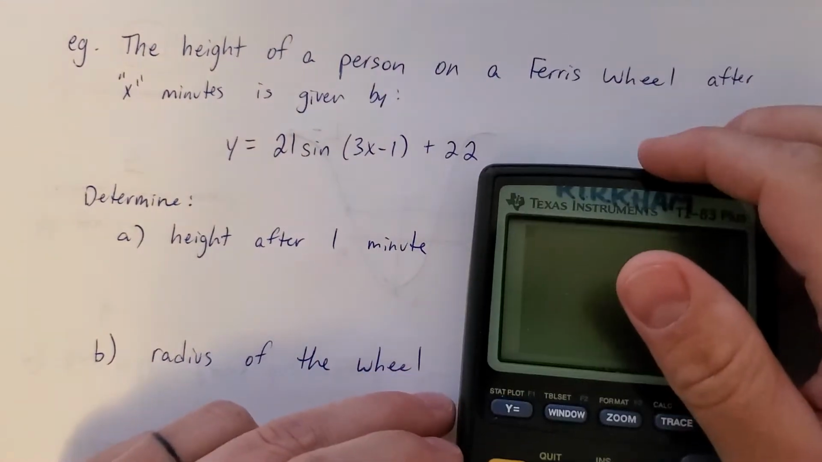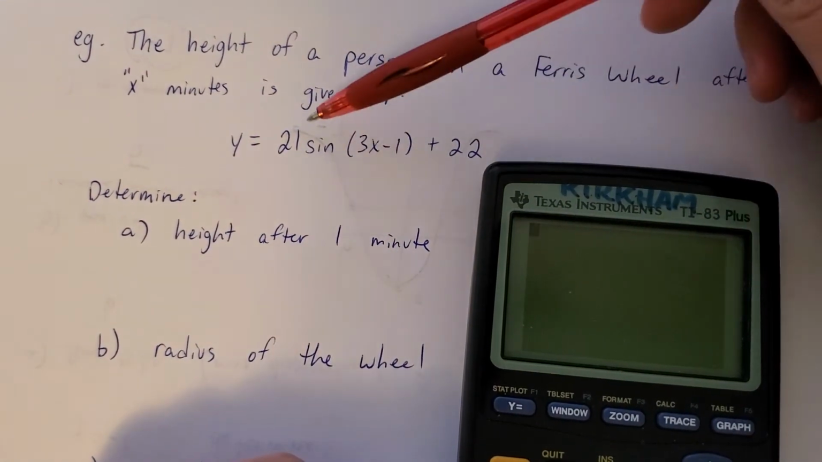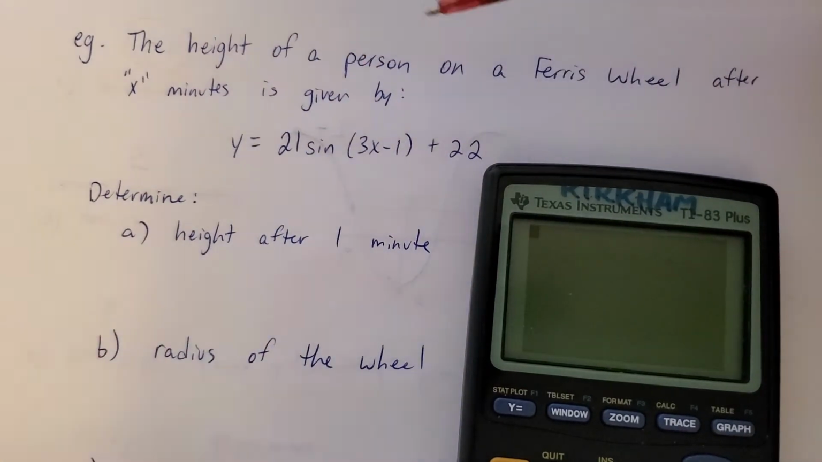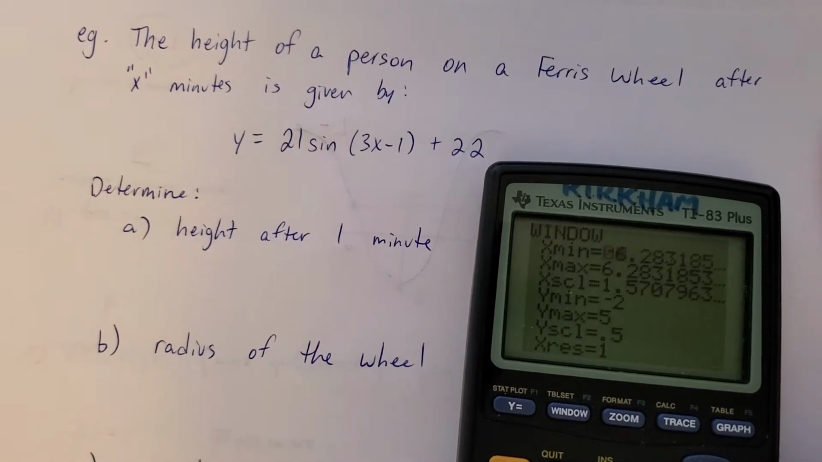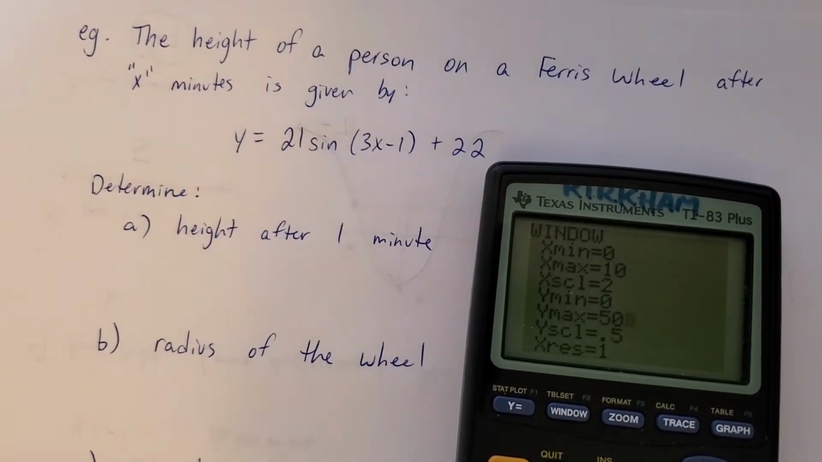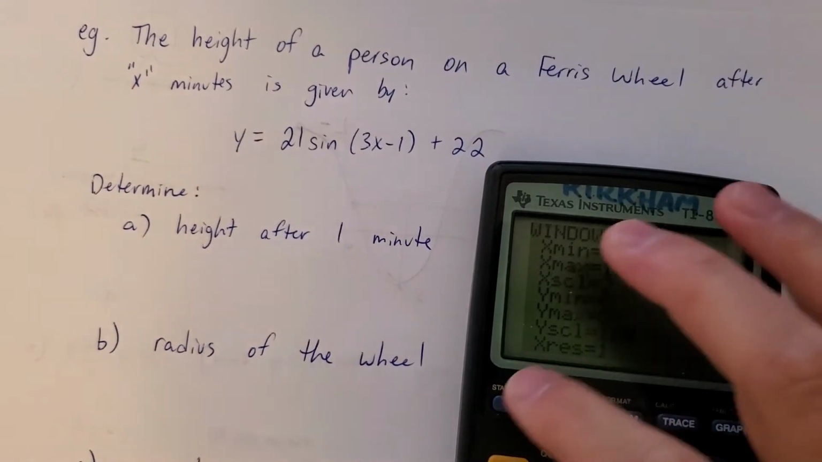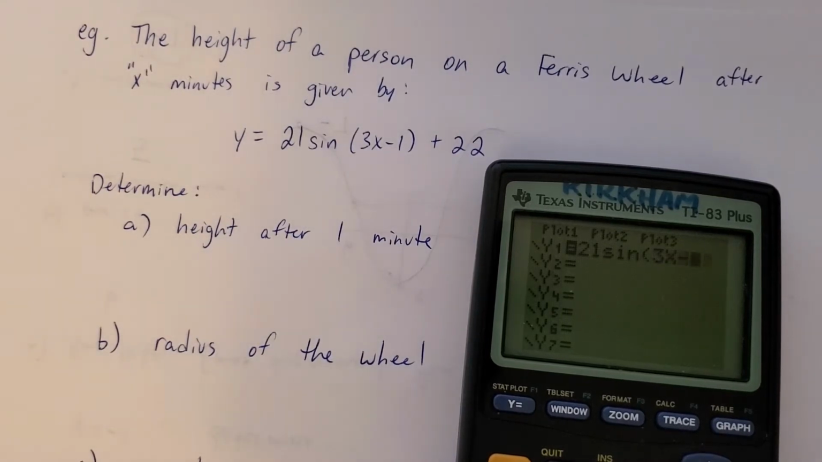All right, I'm just going to inspect this formula a little bit. I know that the maximum is d plus a. Okay, so that's going to be 43. The minimum is d minus a. That's going to tell me what to do with my window. So x is the time. I'm going to go from 0 to, say, 10 minutes. The scale doesn't much matter. So y min, I'm going to take 0, and I'm going to go up to, say, 50. I know the maximum is 43. As long as it's more than 43, I think you'll be fine. Okay, I think this will make our graph look nice. So now I'm going to input it, 21 sin(3x - 1) + 22. All right, let's see what we get.